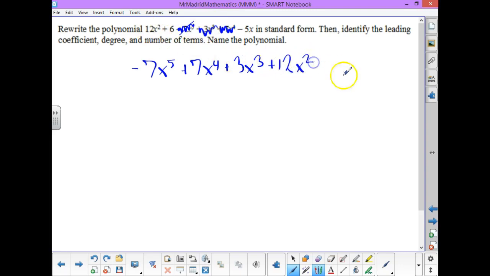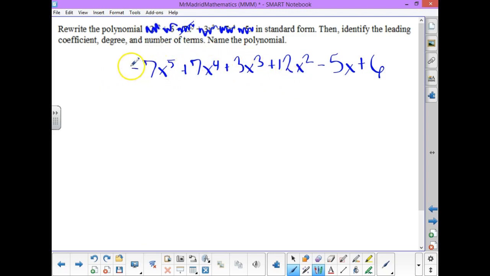Now if there was, let's say, no x, I could simply put plus 0x. But in this case I do have an x term, so minus 5x, and then finally, whoops, I forgot to scratch here, and then plus 6. So there is my polynomial in standard form.